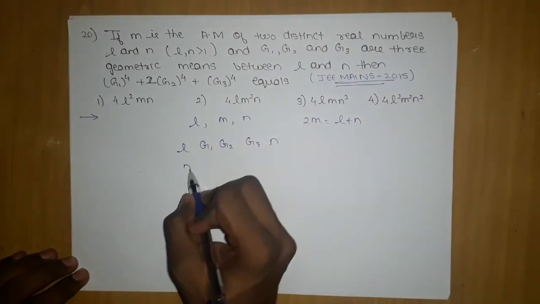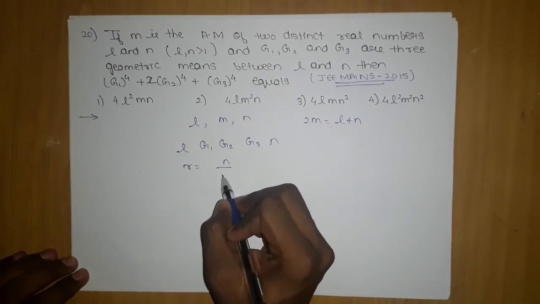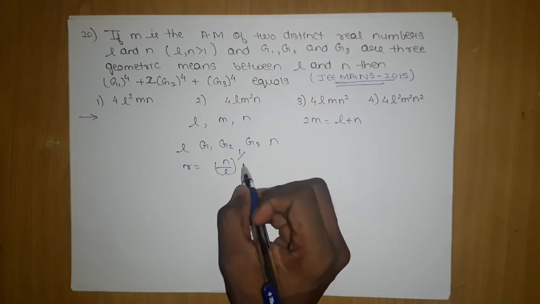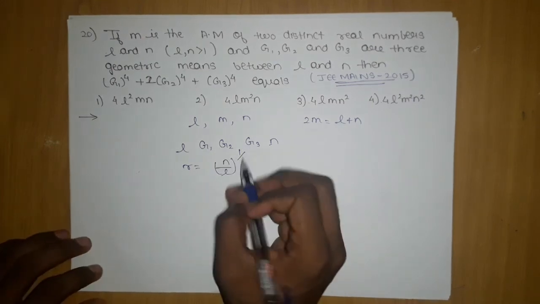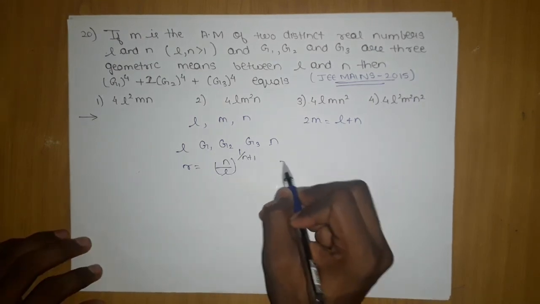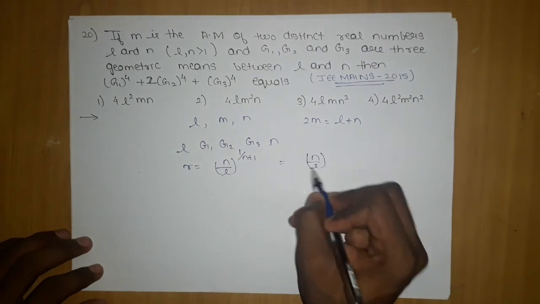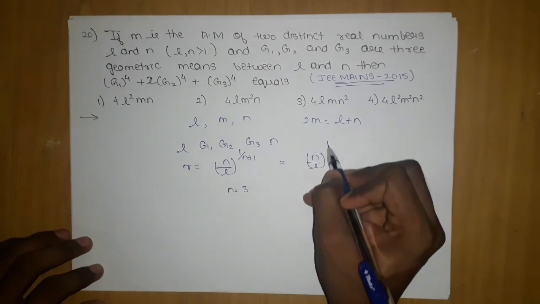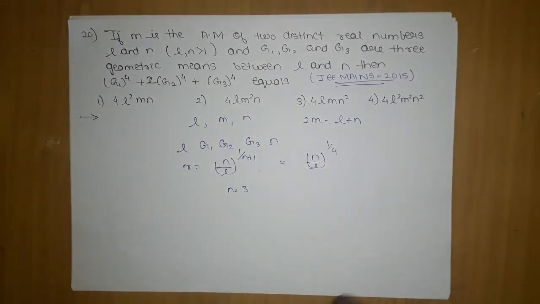Okay, so can I get the common ratio of this? It will be (b by a) to the power 1 upon n plus 1, where n is the number of terms inserted within the GP. Here 3 terms are inserted, so I will just substitute the value, n will be 3. I will substitute here. We will get 1 by 4.